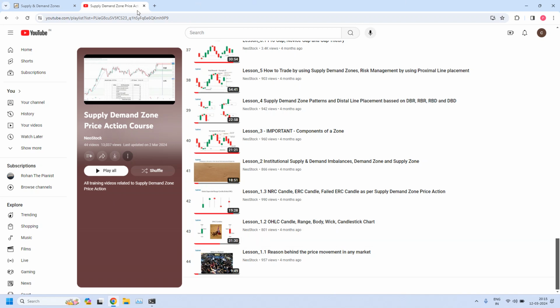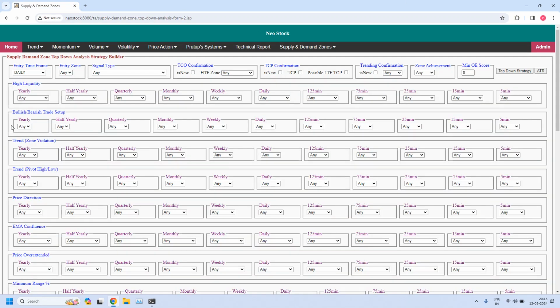Now let us get into report generation with the help of the NeoStock software supply demand zone top-down analysis strategy builder. First we will generate a bullish trade setup for a monthly income trade. For a bullish trade setup, the entry time frame is daily and the entry zone should be a demand zone. In the bullish or bearish trade setup parameter, in daily time frame, you need to select bullish.